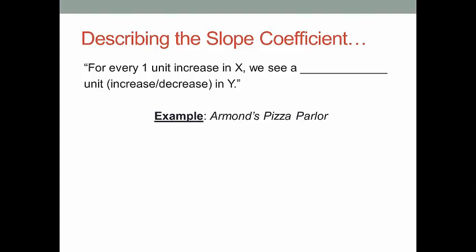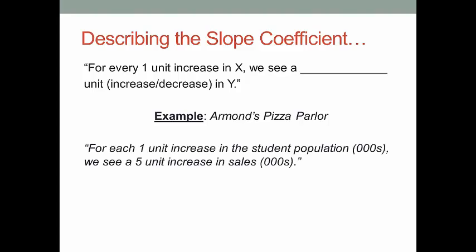So what does this mean for Armand's Pizza Parlor? Remember that my slope coefficient was 5. On one level, I need to go back and look at the units. Remember, the units were expressed in thousands, so that 5 would actually be 5,000. So for each 1 unit increase in the student population, that's my x variable, in the thousands, so if the student population goes up by 1,000, I would see a 5 unit increase in sales. So if the student population goes up by 1,000, I'll get $5,000 of an increase in sales. And that is how we interpret the slope coefficient. So again, I would encourage you to remember this particular expression.